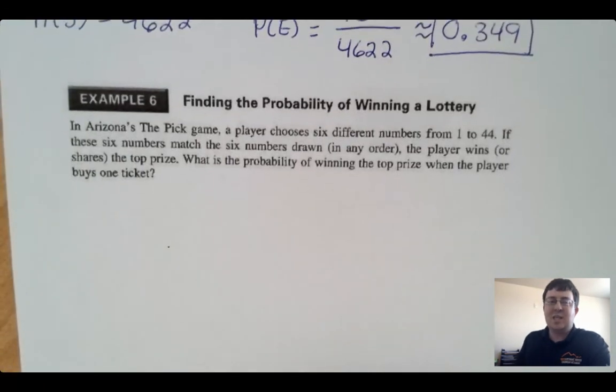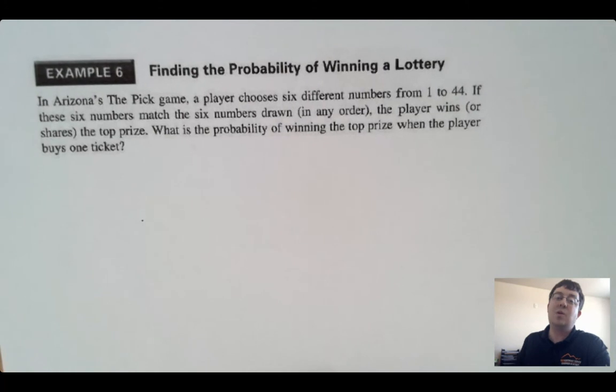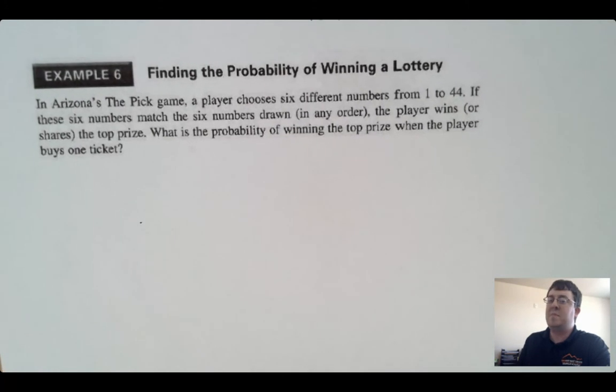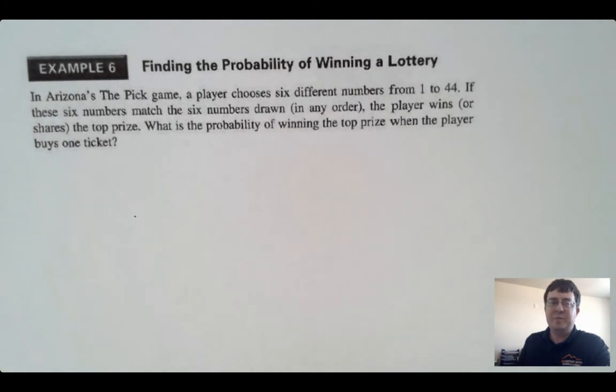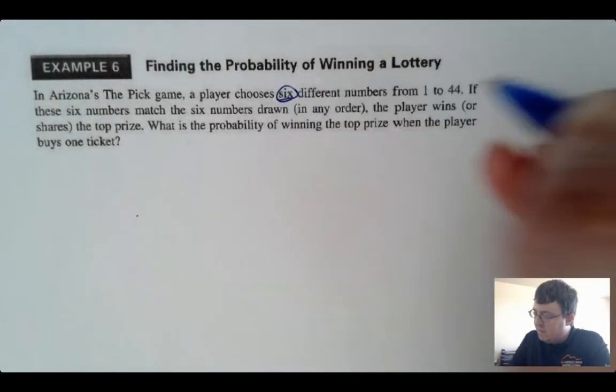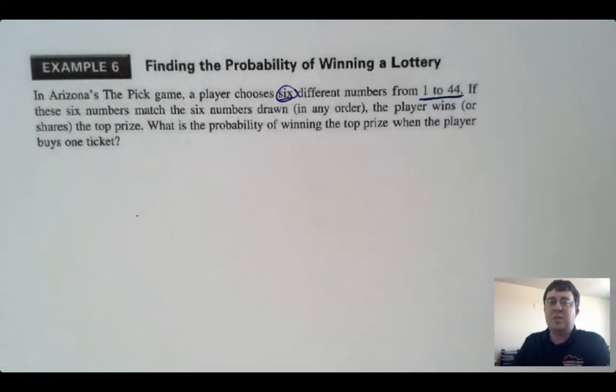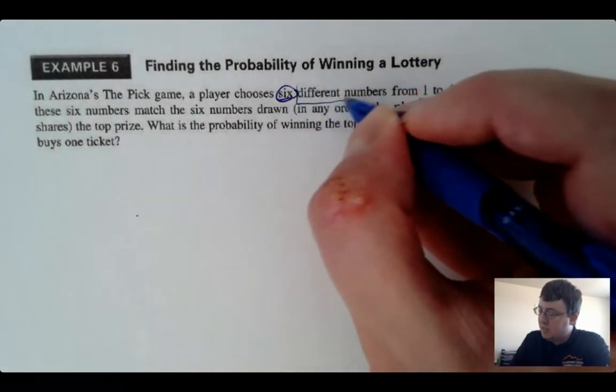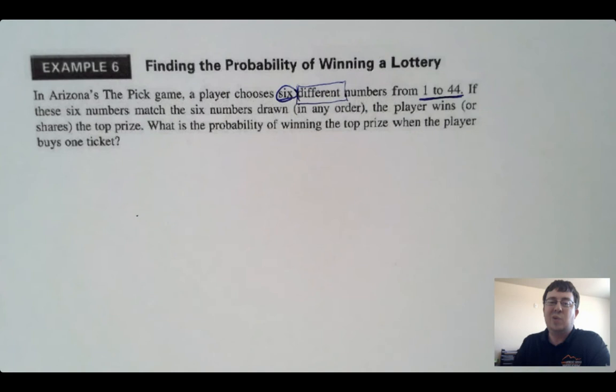And lastly, the lottery. Who doesn't want to win the lottery, quit their job, and just buy whatever they want? So in Arizona's top pick game, a player chooses 6 different numbers from 1 to 44. So they're going to choose 6, and they have 1 through 44 as their options. And they have to be different numbers. So once they select 2, they can't select 2 again. So it has to be like 2, 41, 17, 16, you get it. They have to be different numbers.